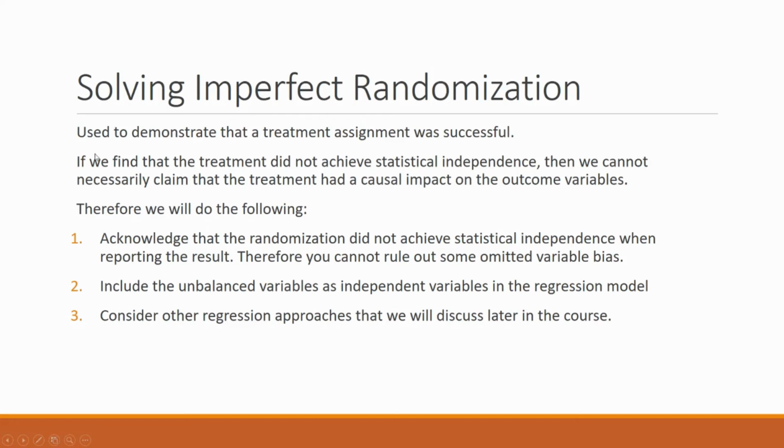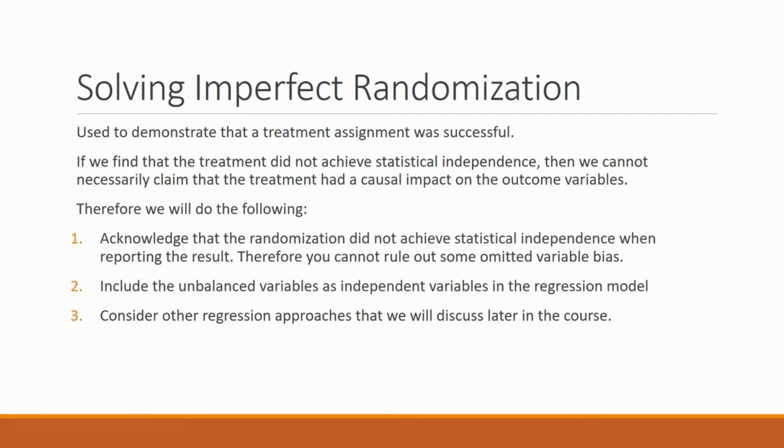So, solving imperfect randomization. If we want to solve imperfect randomization, the first thing we need to do is test for balance. We need to see whether we have perfect or imperfect randomization. If our randomization is imperfect, and we don't have an opportunity to redo it, the first thing we need to do is acknowledge that the randomization did not achieve statistical independence. We have to acknowledge that when we report our results. And therefore, we have to acknowledge that we can't rule out that there could be some omitted variable bias.